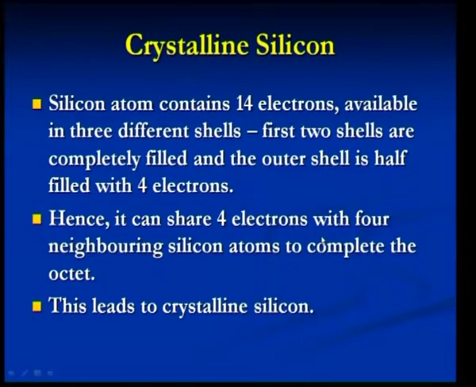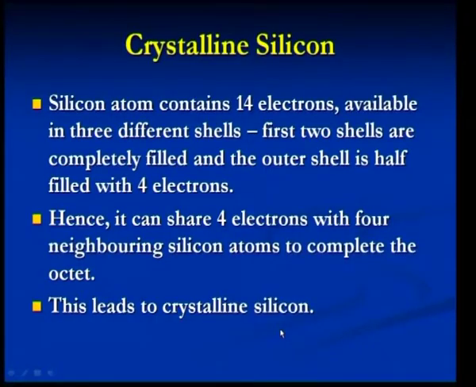To have a stable structure, to complete its octet, the 4 electrons that are available in the outermost shell of the silicon are readily available to share with the neighboring atoms, with 1 electron on all the 4 sides. Hence, this becomes a very crystalline structure, because it can bond in all the 4 directions with 1 electron each. Already 4 electrons are available in the outer shell, and hence it becomes 8 electrons and a complete octet.